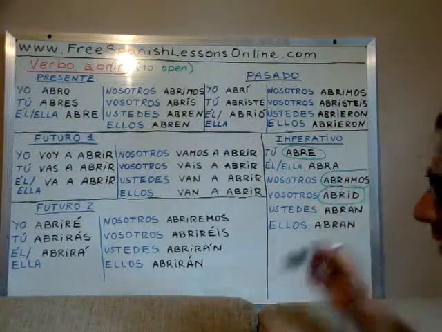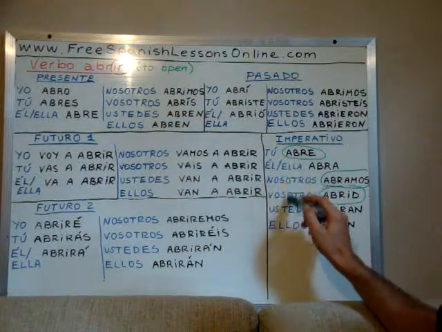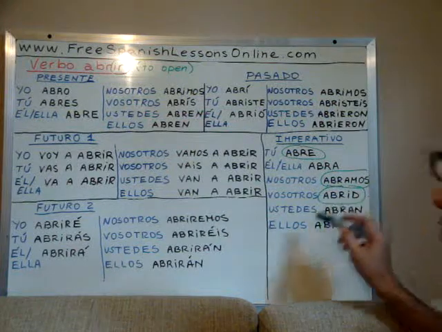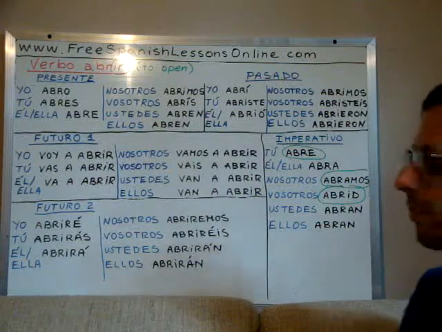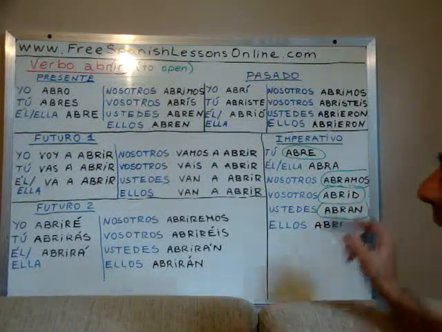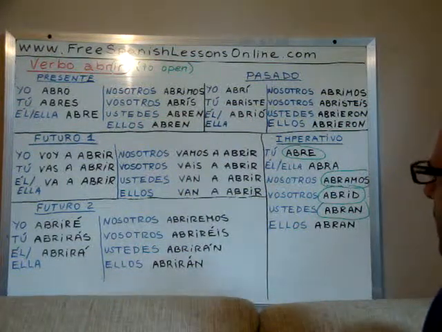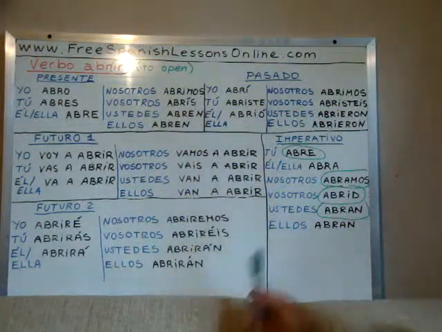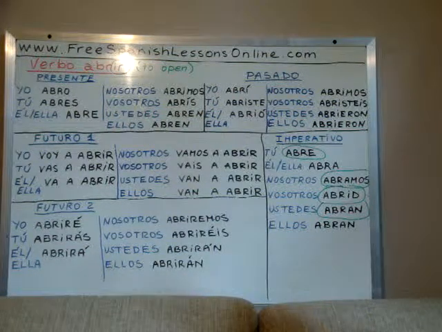As you can see, we always omit the subject pronoun because the subject is always implicit in the verb. I would say abrid la puerta. That means you open the door. Or if I'm in Latin America, I would say abran la puerta. You open the door. And if I want to say they open the door, I would say abran la puerta. Ellos abran la puerta. Okay?